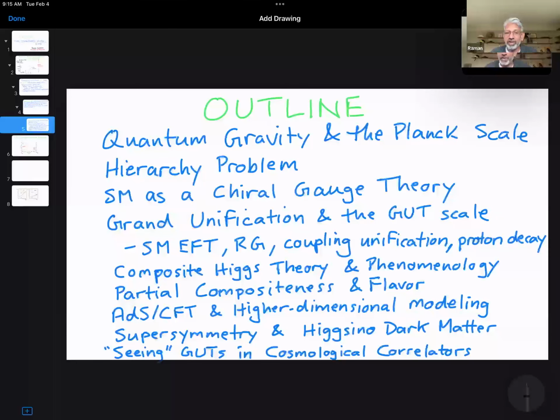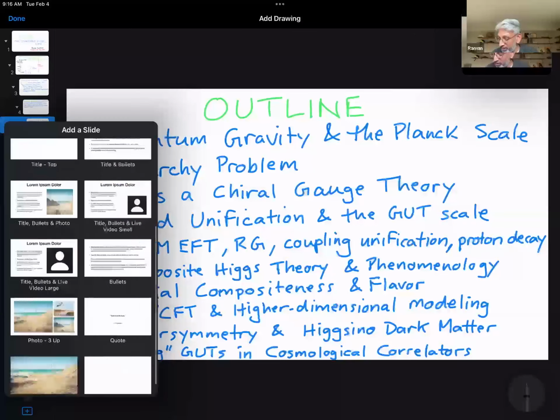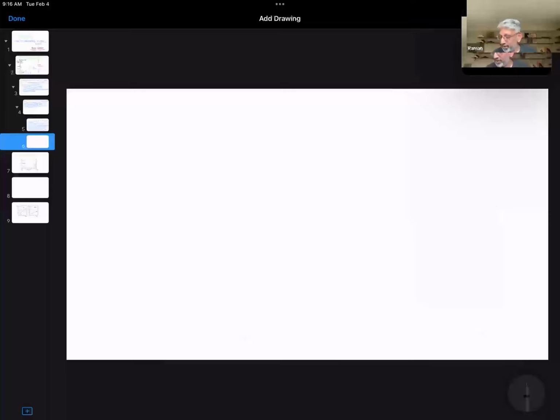And then if I have time, I want to talk a little bit about supersymmetry and its possible relation to so-called WIMP dark matter, in particular this example of Higgsino dark matter. And then, if time permits, I'm not sure I'll get to it, there is the possible ability to see grand unified theories, to see the highest energy scales, maybe many orders of magnitude above collider energies, by using cosmology. Okay, so that's the plan, and now I will actually switch to writing on the screen.